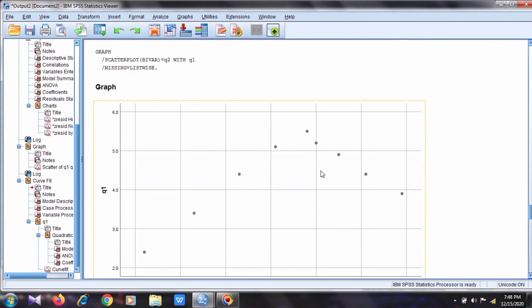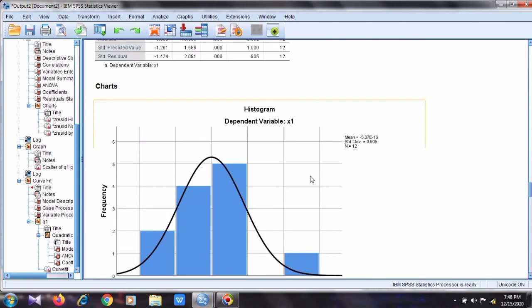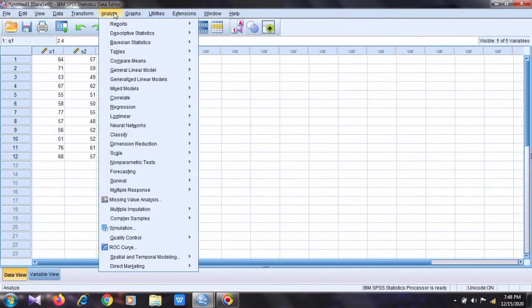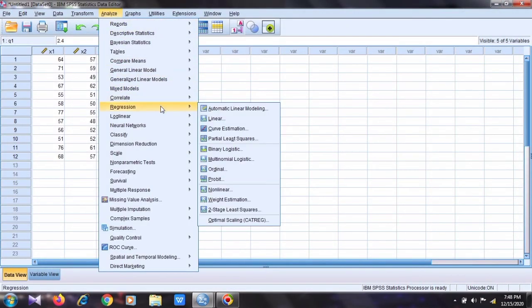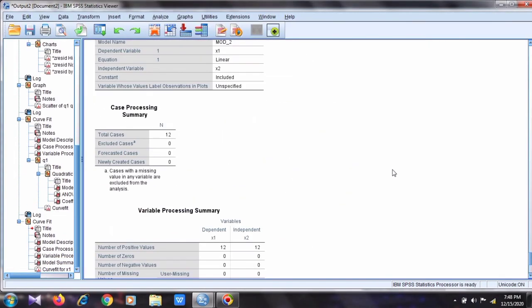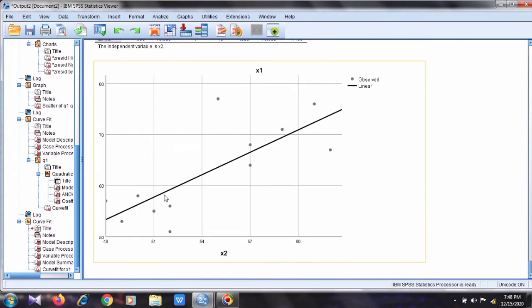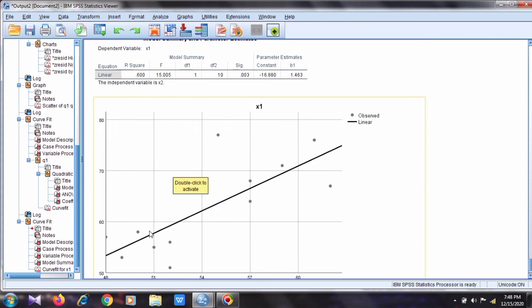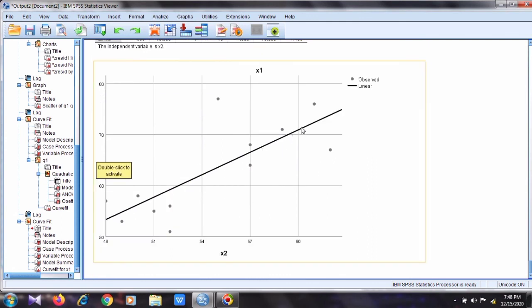Here also you can make a linear curve on the scatter diagram, and in making the linear curve you can go for Analyze, Regression, Curve Estimation again. Here you can give linear. So my dependent variable was x1, independent variable was x2, linear. You can have that curve. Here your R square value is 0.60, only 60 percent can be explained here. So like this you can make your curve.